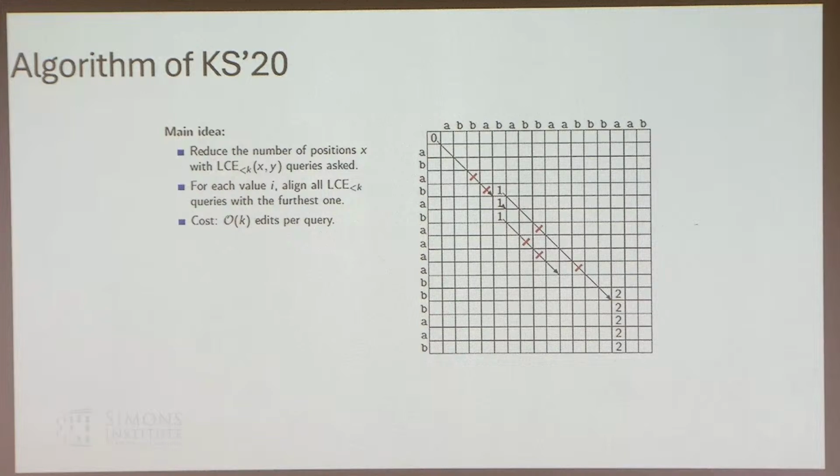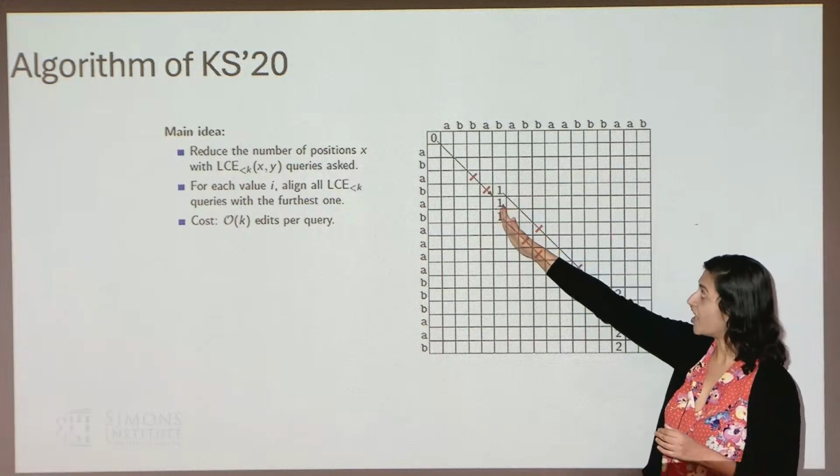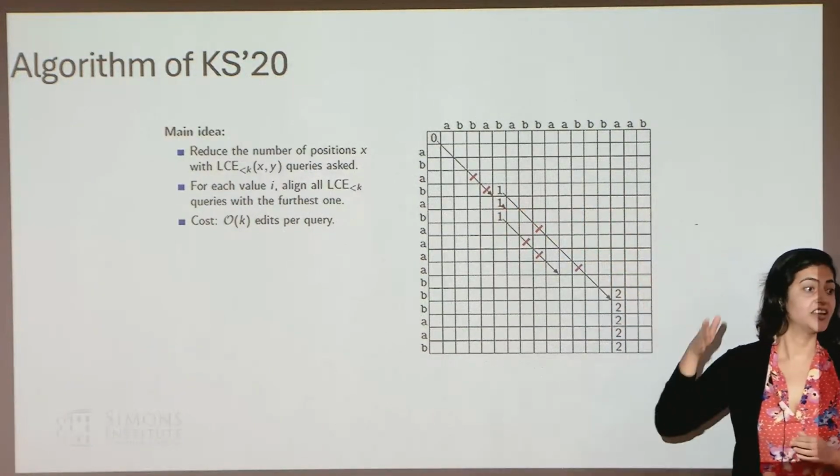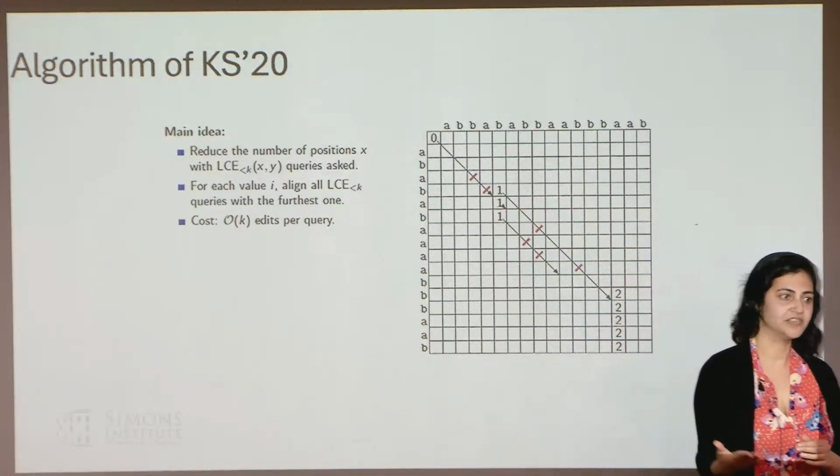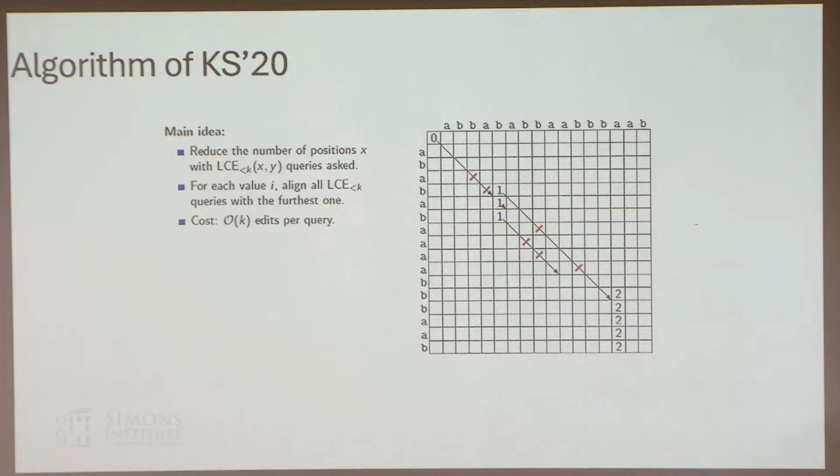How does that help? First of all, it reduces the number of LCE queries that you are doing. When you are getting stuck at 1, you are doing one LCE query. You are getting stuck at 2, you are doing another LCE query. You are getting stuck at k minus 1, you are doing another LCE query. So the total number of LCE queries now reduces from k squared to k. Therefore, the polynomial dependency of the query complexity improves from k cubed to k squared.